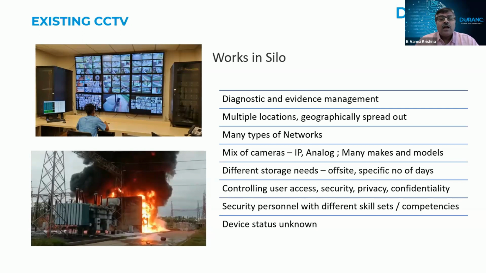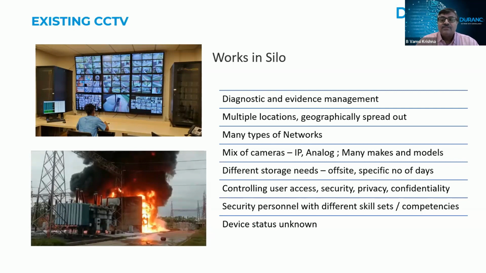So overall, CCTV is currently used for diagnostic and evidence management purposes. If there is some incident that happens, you try to go back to that location's recordings, figure out what actually happened, what the cause is, and address that. So it's more of evidence management that CCTV is typically used for. Evidence management is fine, but can we use the existing surveillance systems, the same set of CCTV cameras, to help us address our present-day challenges?